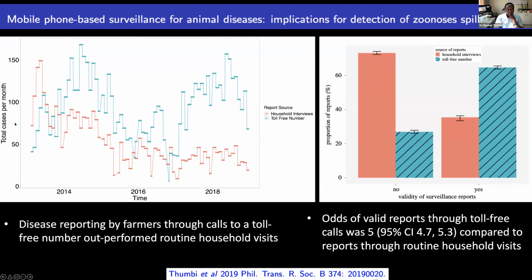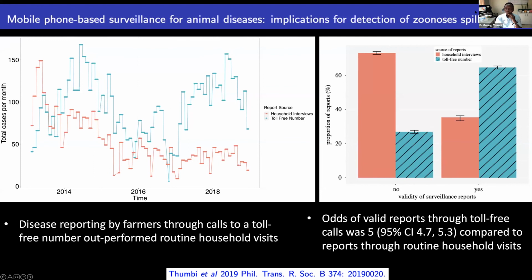One is when you compare reports that come to the study, or come to the veterinarians, through household interviews that are conducted bi-weekly, and those that come through a toll-free number that farmers can call. We found that over time, the farmers really adopted the toll-free number, and most of the reports were coming from the toll-free number compared to the usual household visits.